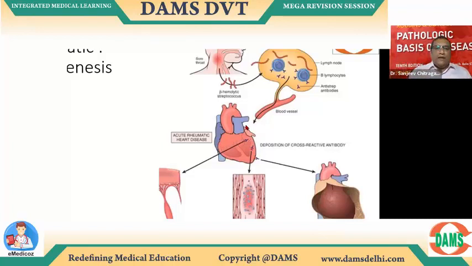Apart from that, other small organs can also be affected, but the most important one is the heart. This will ultimately lead to vegetations, which I'll show subsequently, and they can lead to Aschoff bodies, which are very pathognomonic in rheumatic fever, and also they can cause pancarditis, including pericarditis. This fibrinous pericarditis, sometimes we end up calling bread and butter pericarditis as well.